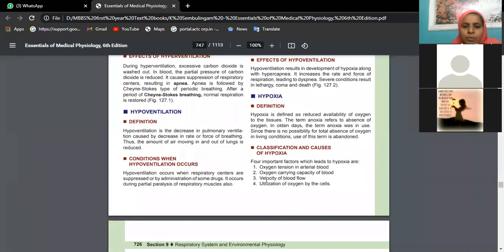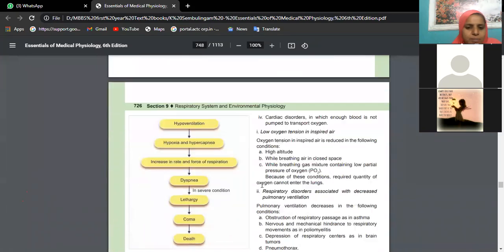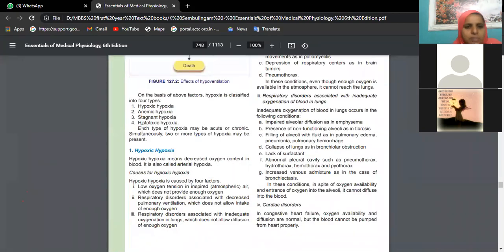Okay, so we have different types. What are the various types? Hypoxic hypoxia, anemic hypoxia, stagnant hypoxia, and histotoxic. Hypoxic in the sense that in the atmosphere proper oxygen is not available. Anemic means RBC are not sufficient in the blood to carry oxygen to the tissues. Stagnant in the sense the blood flow is very sluggish, because of which oxygen is not reaching the tissues. Histotoxic in the sense tissues are not in a position to receive oxygen. There may be some necrosis or some disease, better.